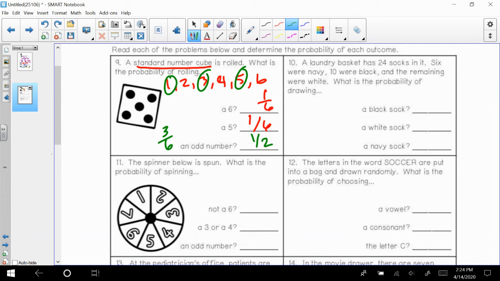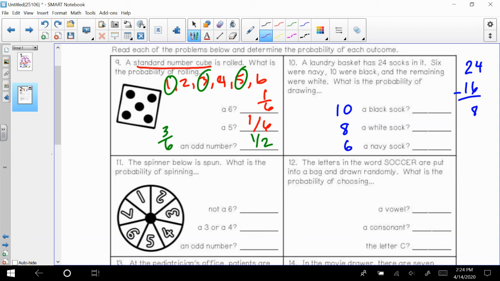Number 10, a laundry basket has 24 socks in it. So that's my total amount. 6 are navy, 10 are black, and the rest are white, the remaining. So you have to figure out how many that is by doing some simple subtraction. There are 8 white socks. We are going to go through the problems and write our fractions and then make sure they're simplified when we write them in our answer blanks.